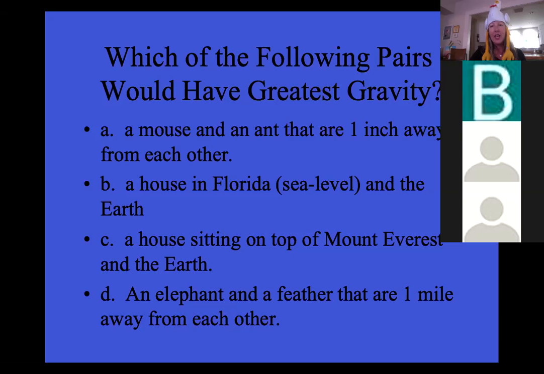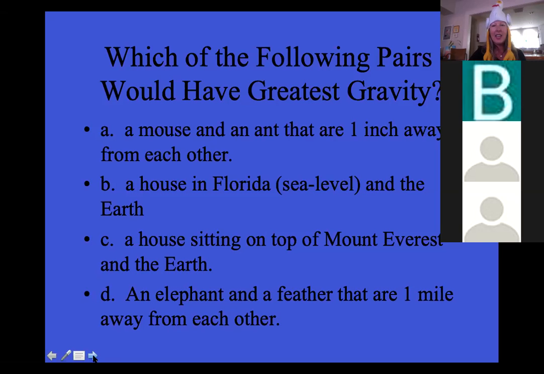Yes, exactly. Given the houses, you might even say, well, which house is bigger? It really wouldn't even matter, even if the house on Mount Everest had more mass than the house in Florida. There would be more gravitational attraction between the house in Florida and the Earth because it has the closest distance. So B and C may have the same masses, but they're closer together. B is closer than C.